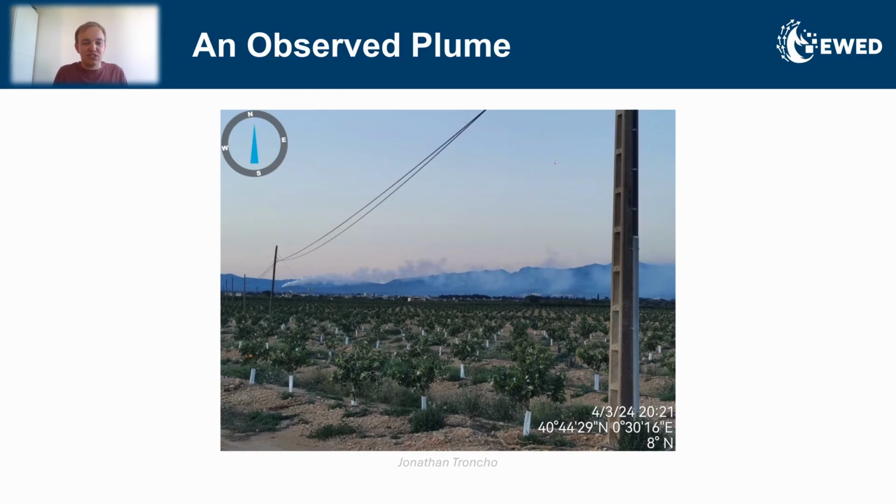And the big question is, can we explain why? And to investigate that, we will first look into the atmospheric dynamics during daytime and nighttime. And then at the end of this video, I will hopefully convince you that using our knowledge of the atmosphere, we can explain the observed shapes of plumes that we see in the field, like this one, for example.